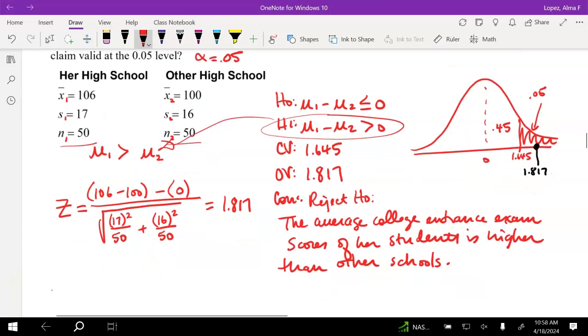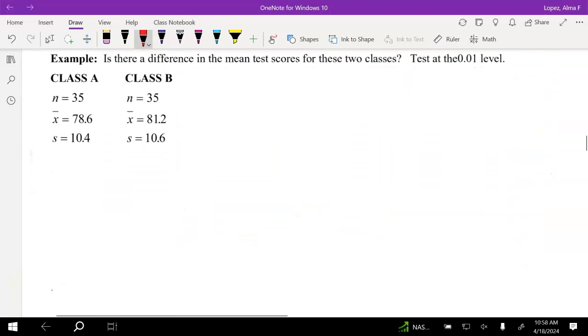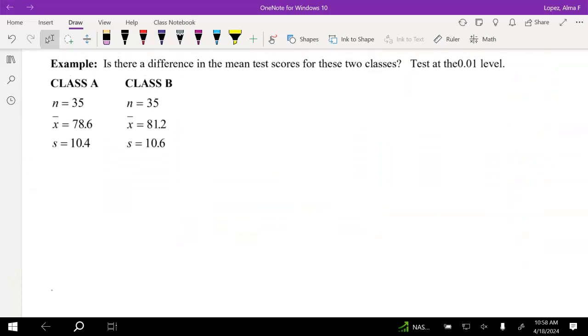Let me try to get one more example in this video. Our second example: is there a difference in the mean test scores for these two classes? Tested at an alpha of 0.01, so I know alpha. And they listed them here, so I'm going to go ahead and assume that the first one is sample 1, second one is sample 2. Is there a difference in the means? That means when I compare the two, is there a difference? Are they not equal to each other?